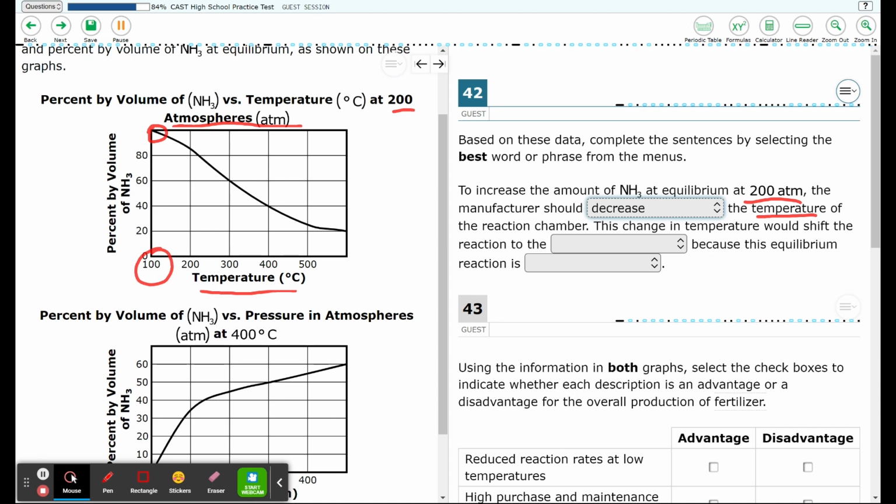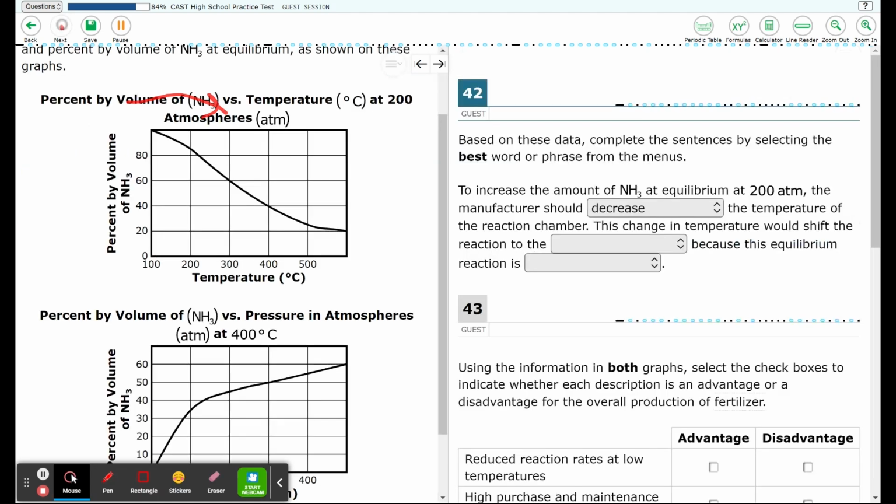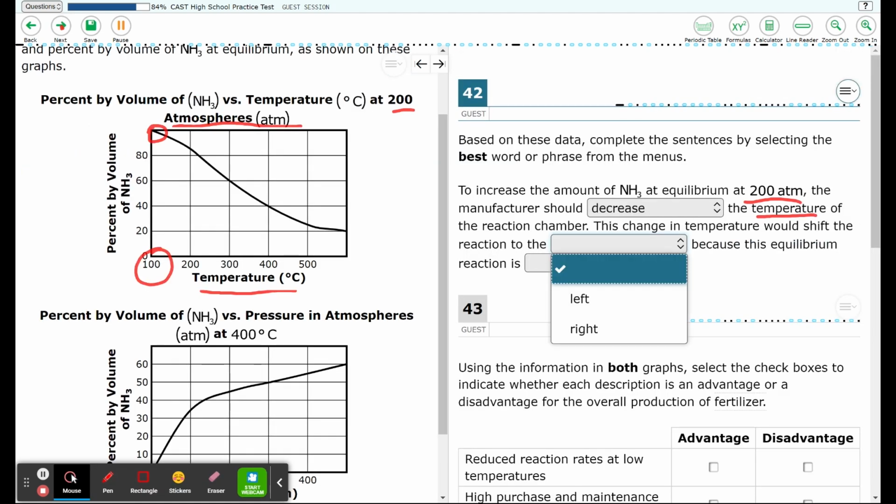The change in temperature would shift the reaction to, we might need to pop back here. Remember, producing more ammonia is moving the reaction to the right to get more ammonia. Okay, so let's go back and to the right. Because this equilibrium reaction is exothermic. We looked at that before because it had a negative delta H value. All right, so making it colder means that it tries to produce more to create more heat as it runs, and therefore you get an exothermic reaction.